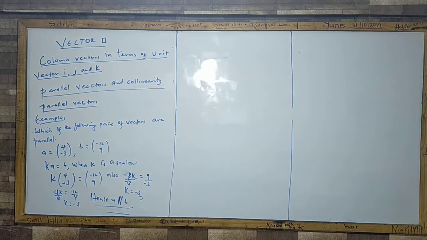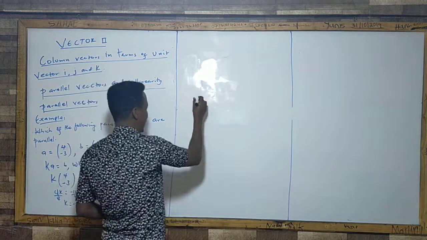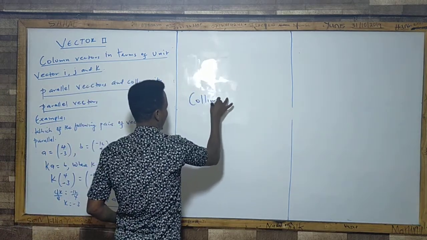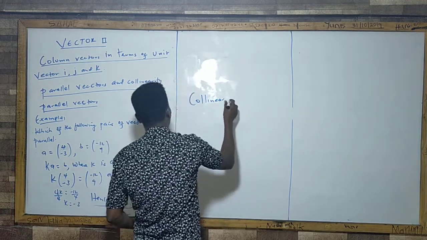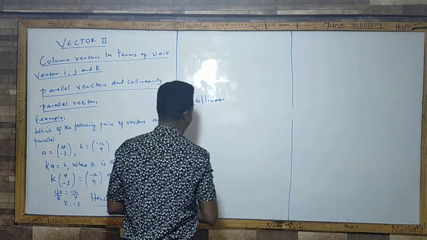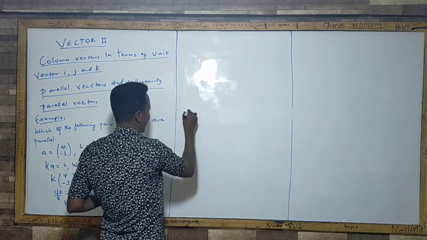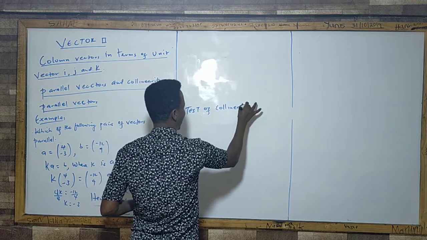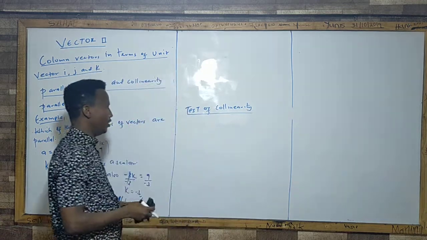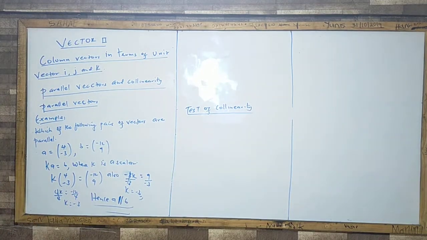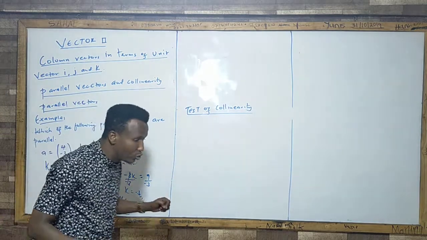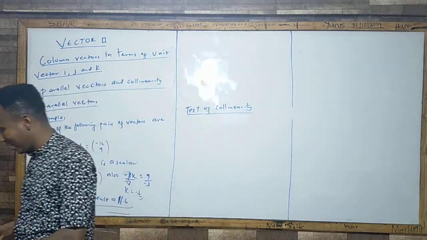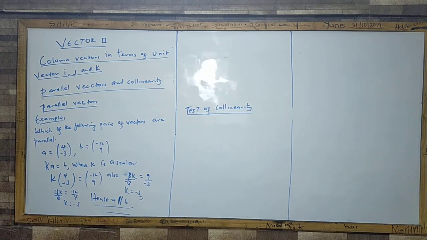Don't forget that. The last but not the least for today's class is a test of collinearity, collinear vectors. I want to test collinearity. For me to test collinearity, as I told you initially, I must know how to test the parallelity of a vector. Now let's see how to test collinearity of a vector.